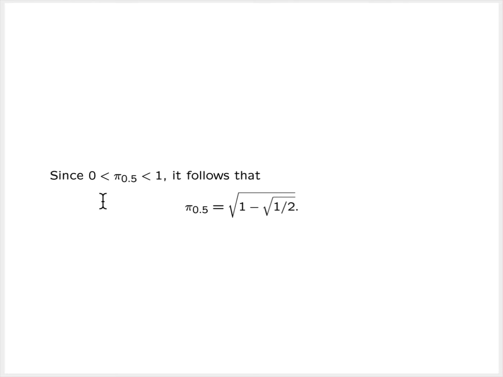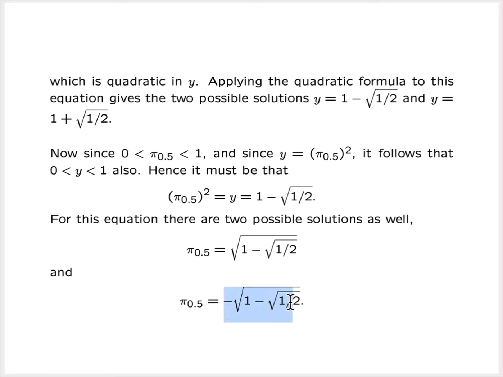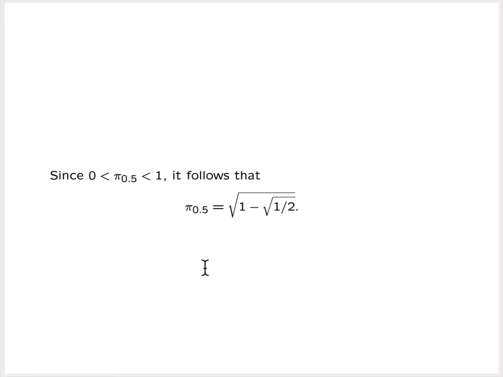Now, again, because we know that the median of the distribution has got to be between 0 and 1, that precludes this second potential solution as being an actual solution. And so the only workable solution for this situation is given here. So the median of this distribution has got to be equal to the square root of 1 minus the square root of 1/2.